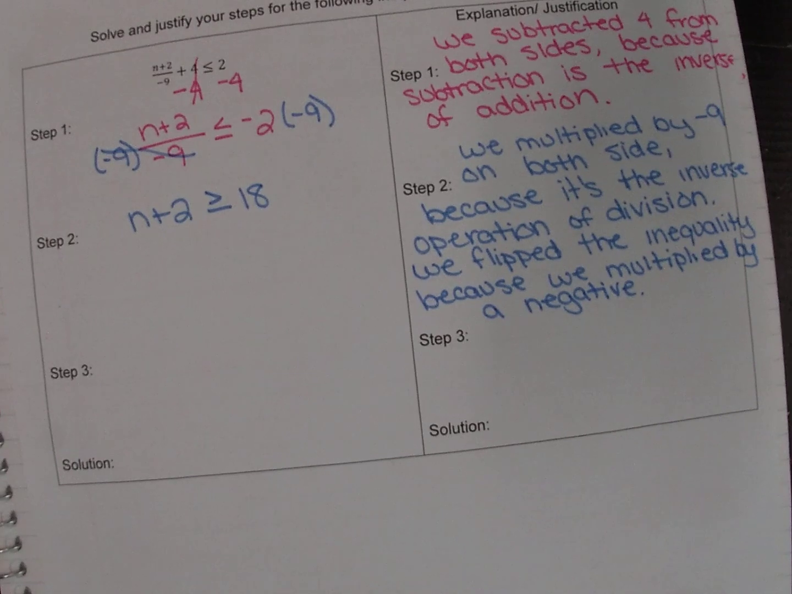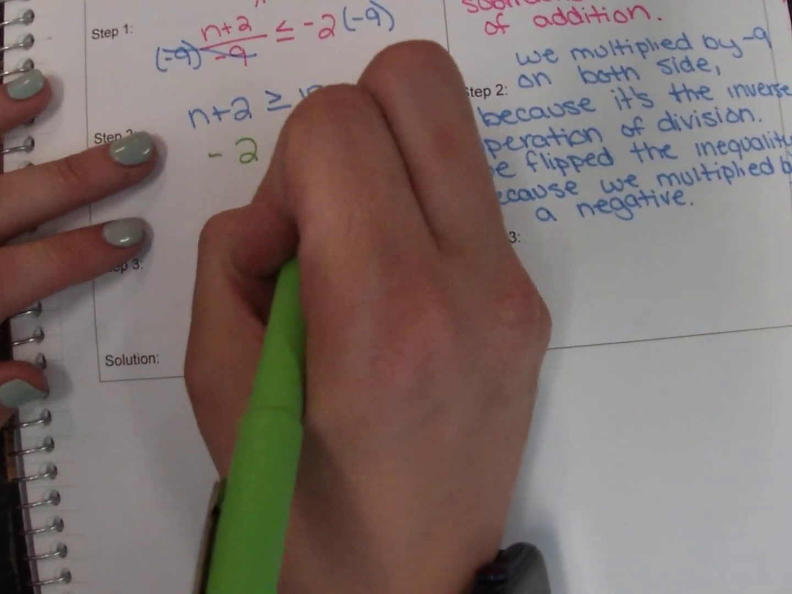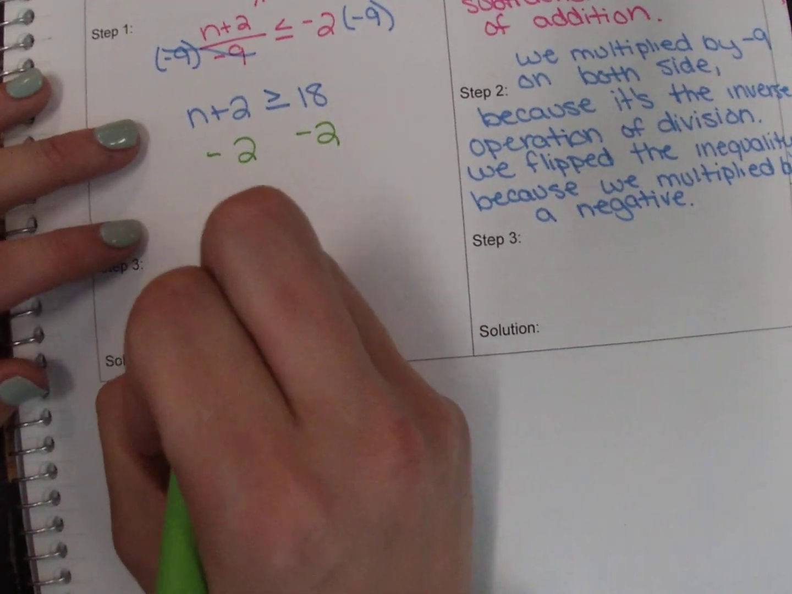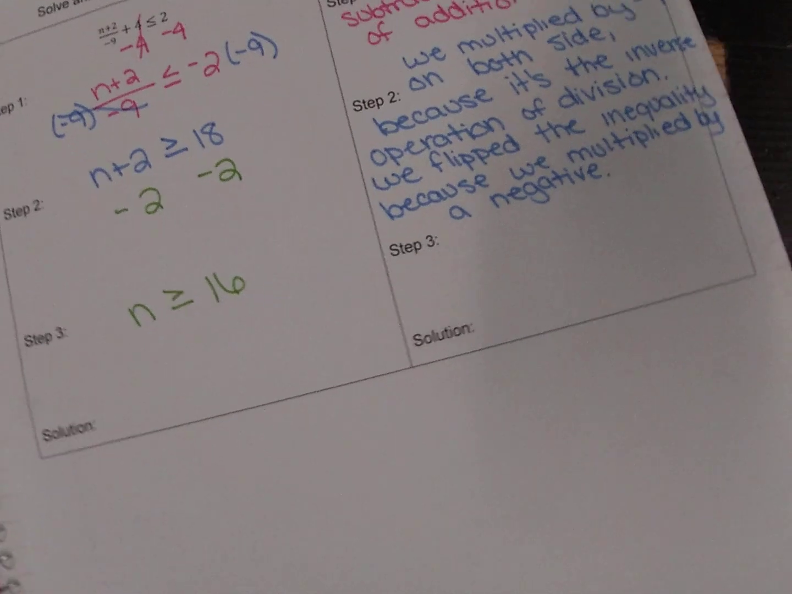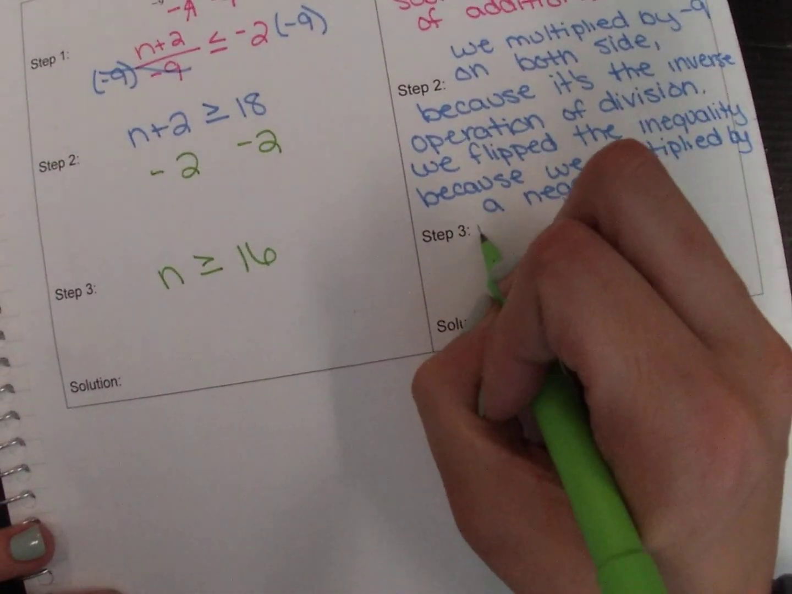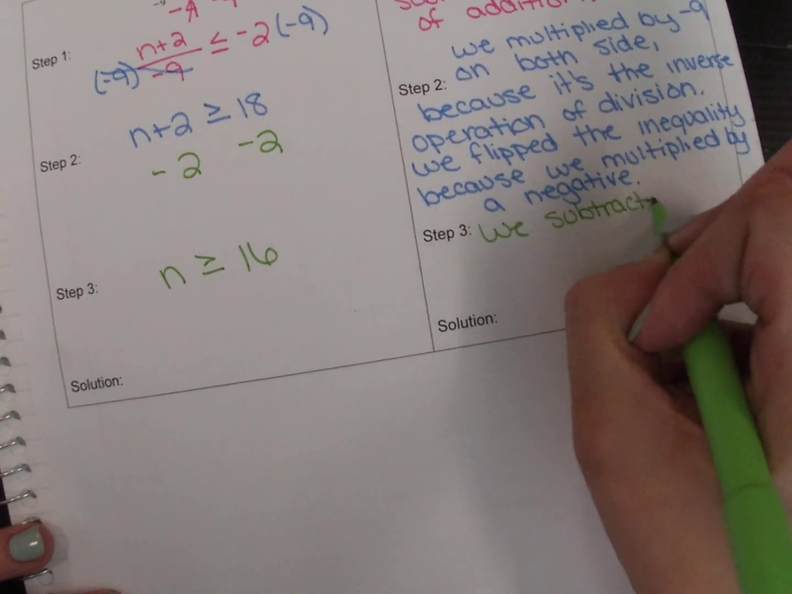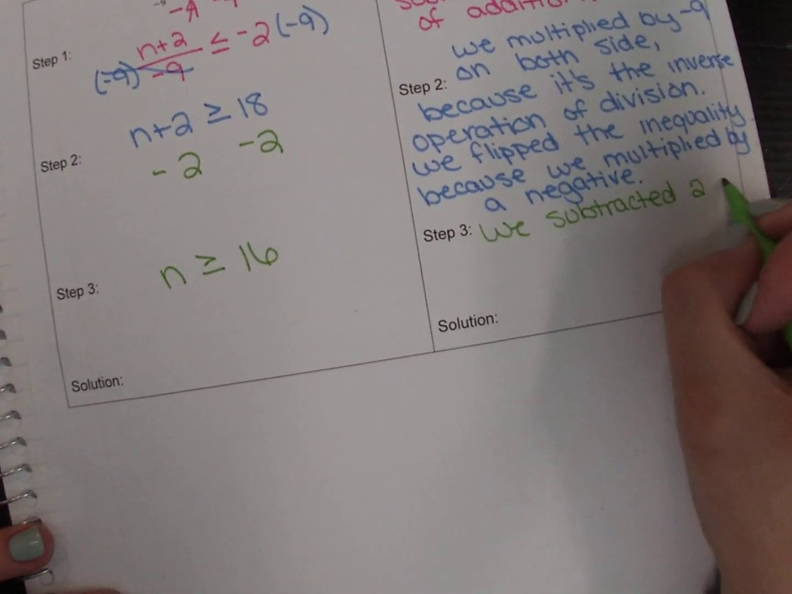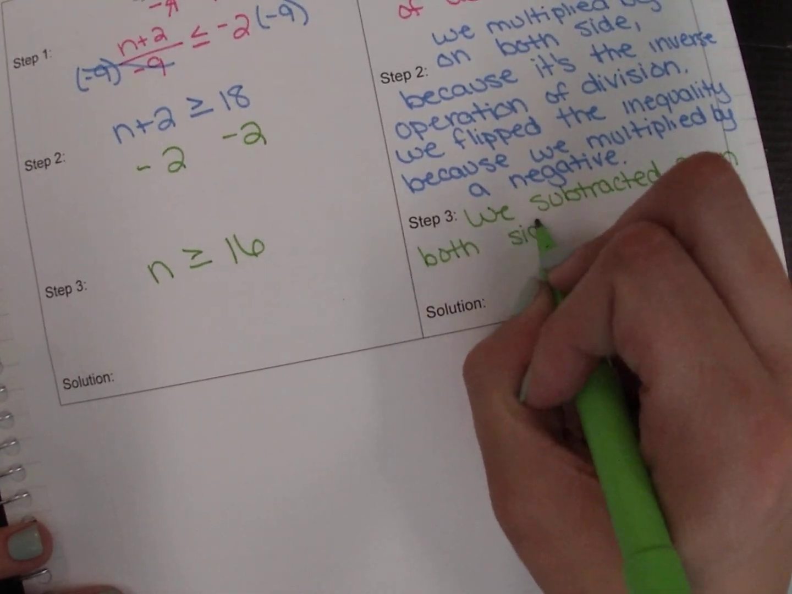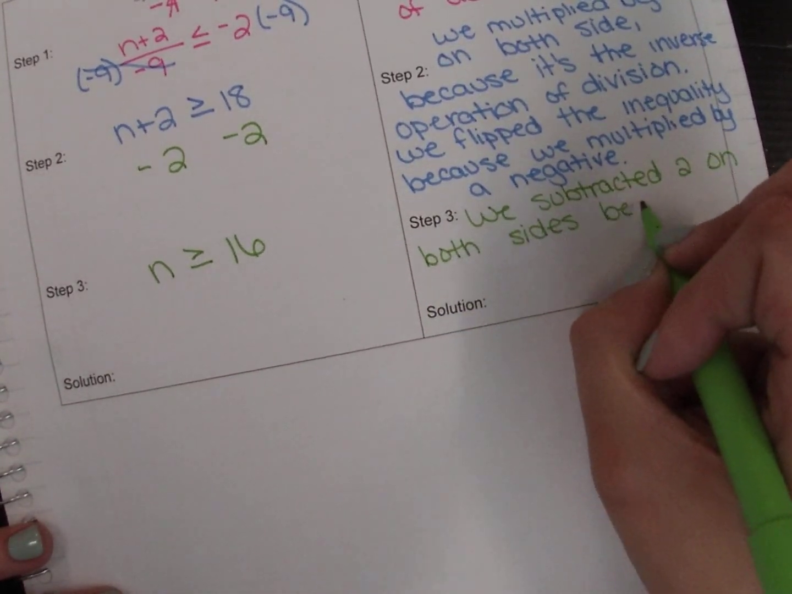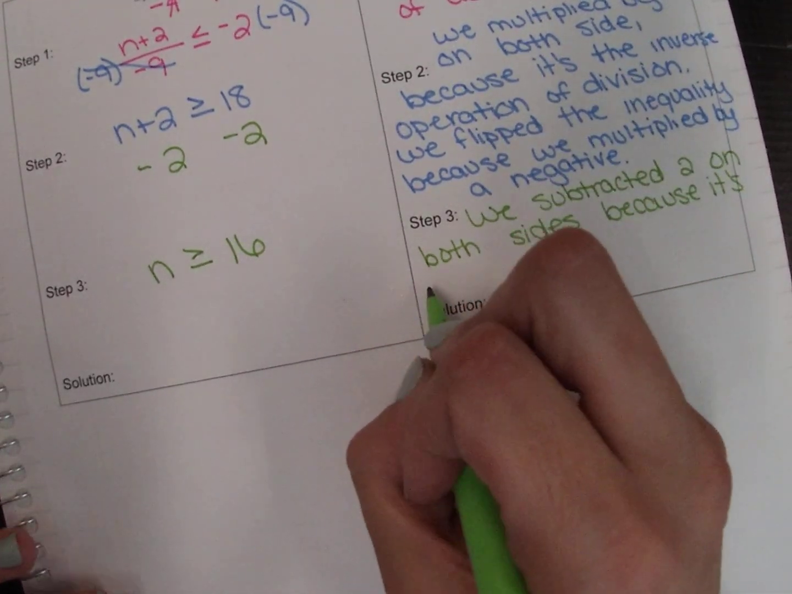Okay, so our next step. Now we just have this addition to undo, so I'm going to undo addition with subtraction. That's not a reason to flip the sign. Okay, so in our explanation, what did we do? We subtracted 2. Where did we do it? On both sides. Why did we do it? Because it's the inverse operation of addition.